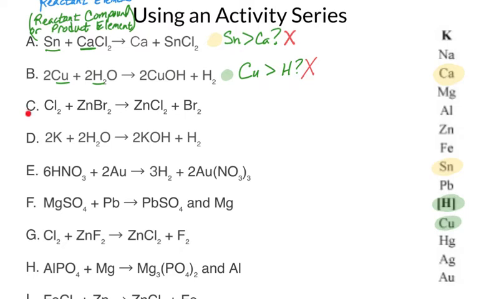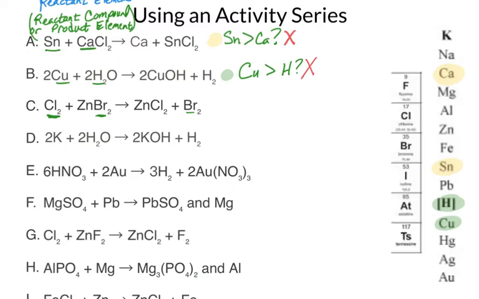For letter C, we have chlorine reacting with zinc bromide, and it forms zinc chloride and bromine. Notice that the two elements are chlorine and bromine, and so that means we're going to be using nonmetals, and we need to use the nonmetal activity series, which is fluorine above chlorine, above bromine, above iodine. So we see that chlorine is above bromine, and that tells us that this reaction does occur.